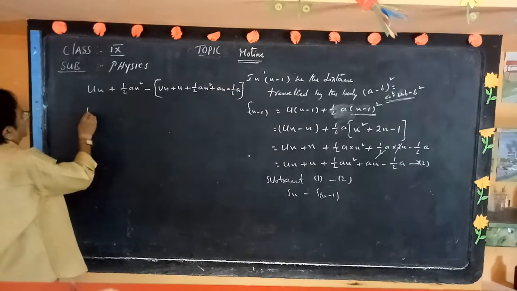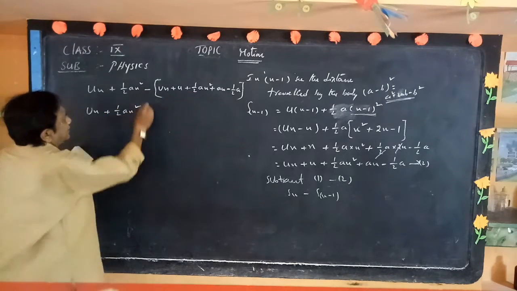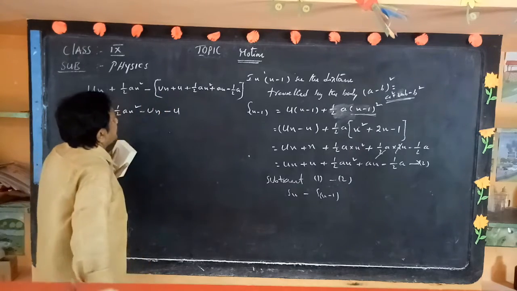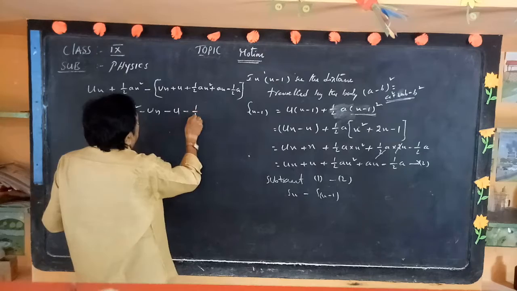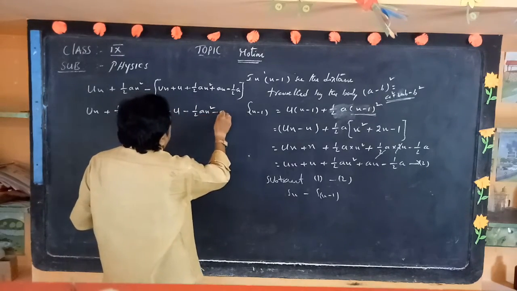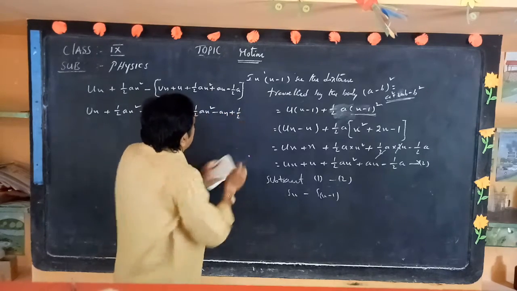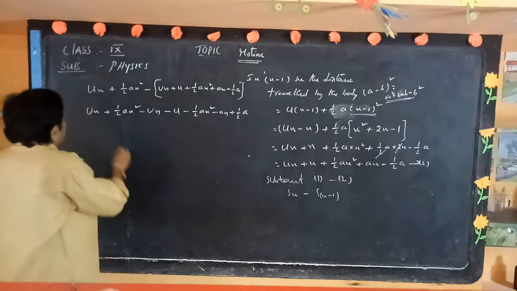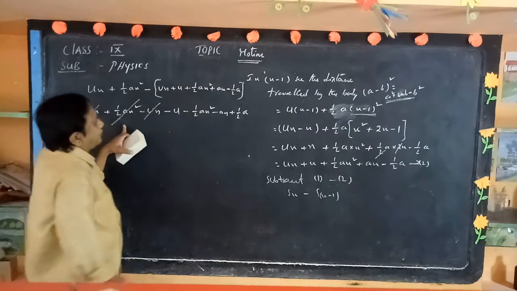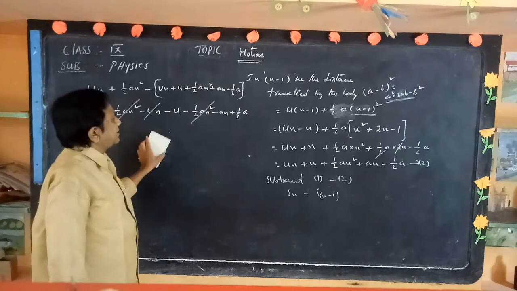uT plus half aT square plus into minus uT plus into minus u plus into minus half aT square plus into minus aT minus into plus half a. In this, let's see, plus uT minus uT gets cancelled, plus half aT square minus half aT square gets cancelled. Then what's the remaining?